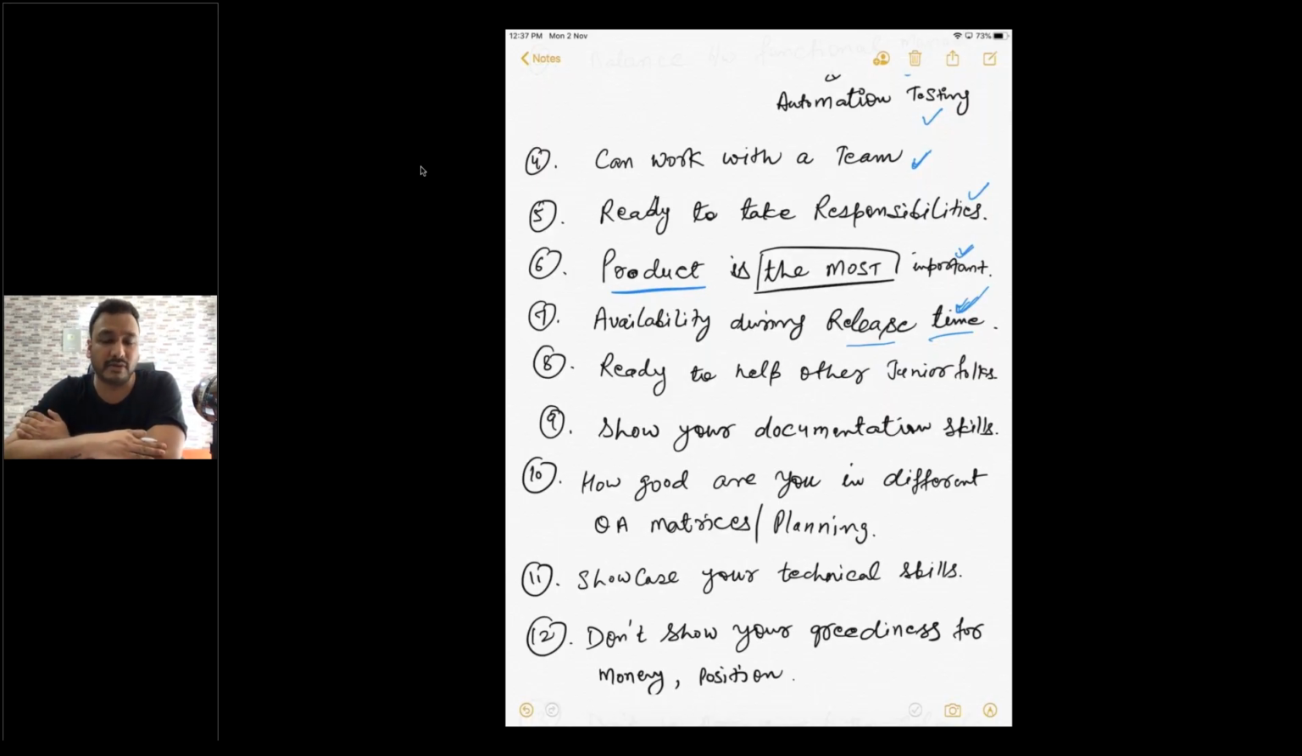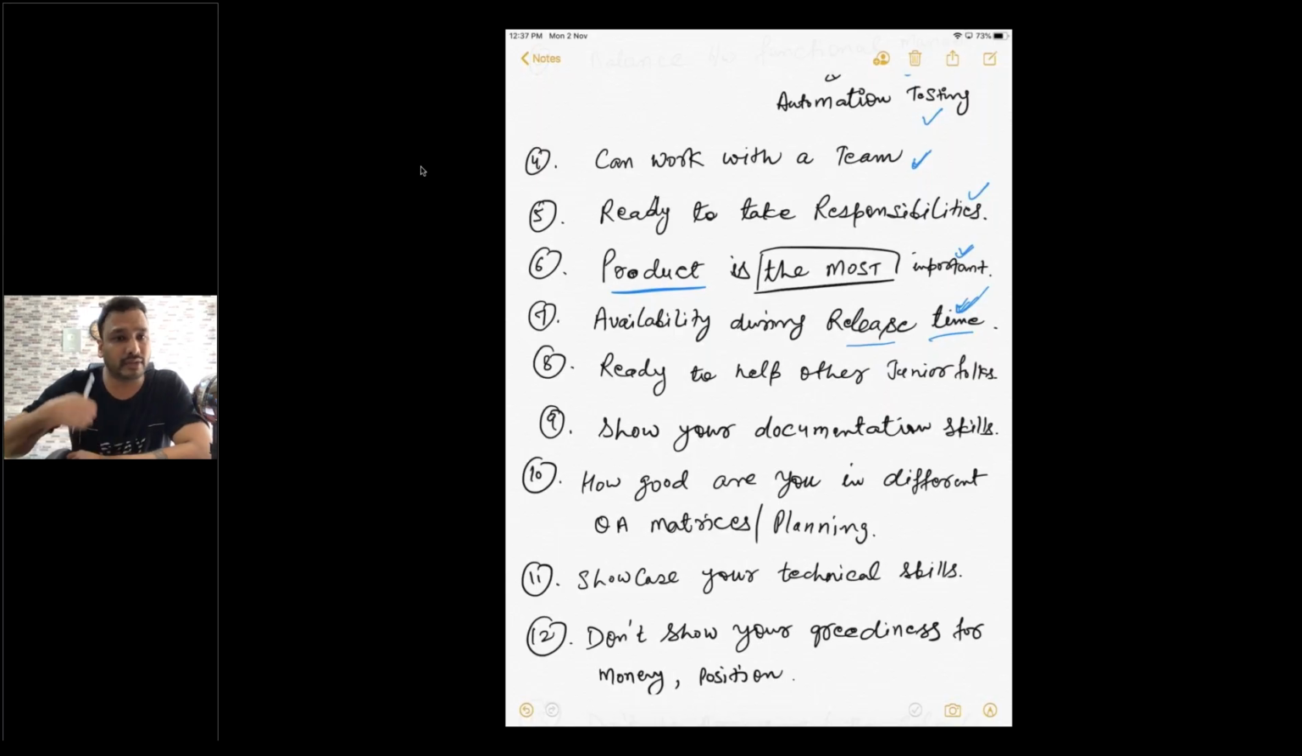Yes, I'm talking like a manager because I am a manager, and this is the expectation from the manager, guys. So this is what, guys, you have to take care about: availability during release time, during production bugs. I'm ready to take the responsibilities. I'm ready to stretch for the time being. That's okay. Once in a while we are stretching.